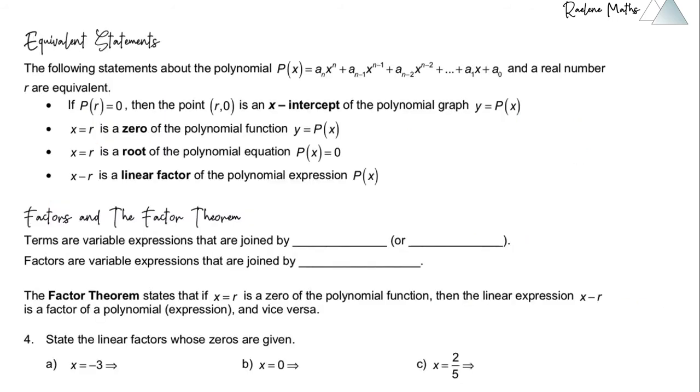Here we have a few equivalent statements about the polynomial p of x and a real number r, and we choose r because it's the first letter of the word root. These statements are equivalent. Just to be clear, this is a polynomial in standard form. It's expanded, and we have the exponents on x leading with the biggest exponent and in decreasing exponent order. Then these numbers a subscript n minus 1, a subscript n minus 2 are the coefficients of the polynomial.